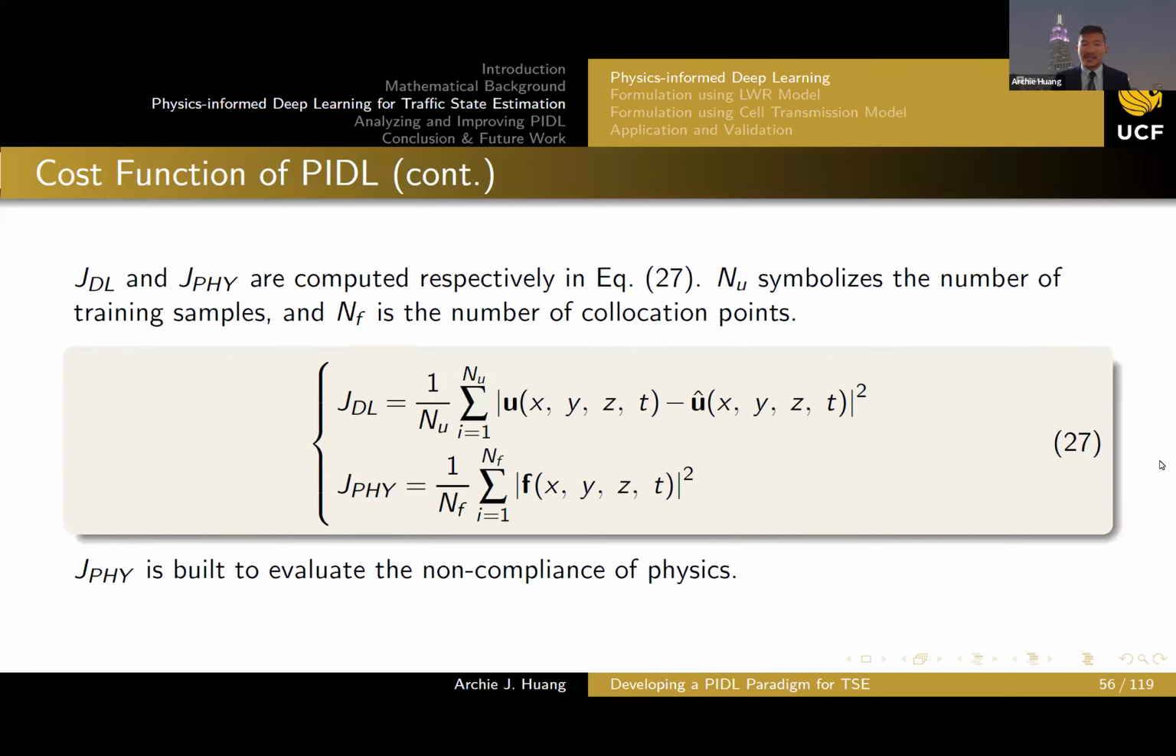And these slides further formulate these 2 cost terms, JDL and JPHY. What I want to point out is that NU here symbolizes the number of training samples, or in the context of state estimation, the number of your state observations that can be used for training. And NF here is the number of collocation points. Collocation points are where the physics cost is computed to verify the compliance with physics.